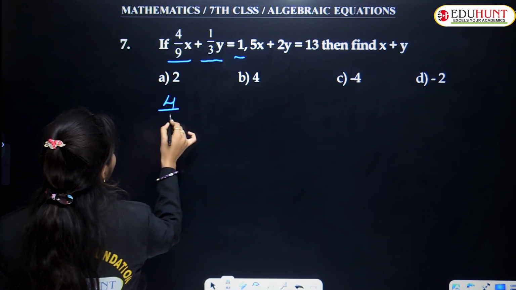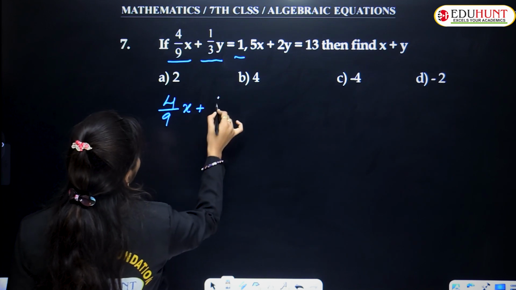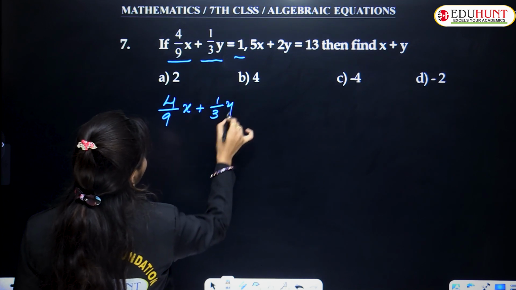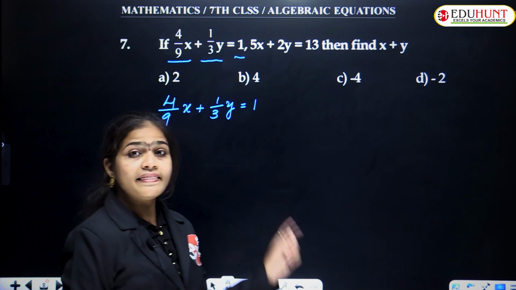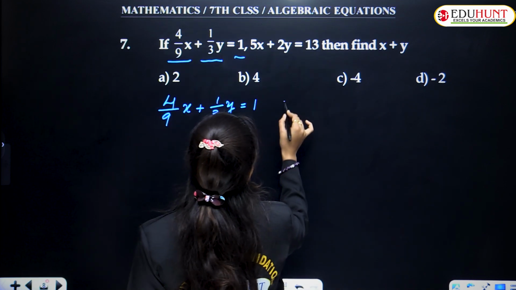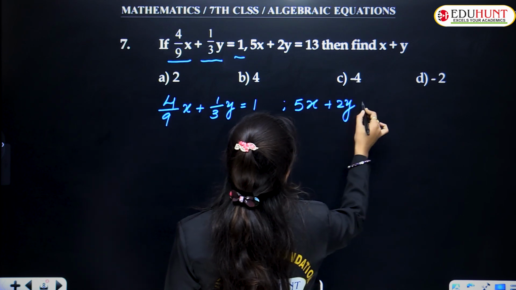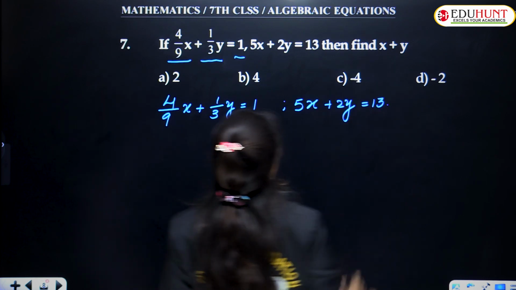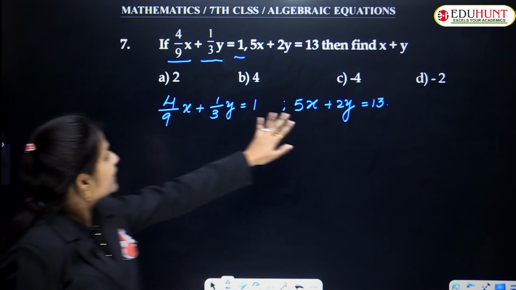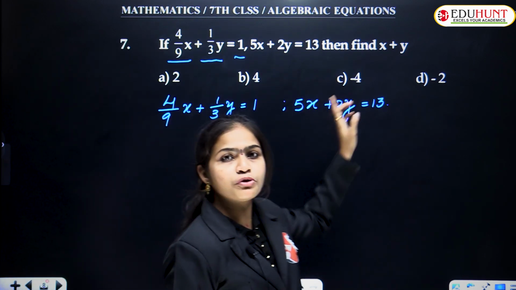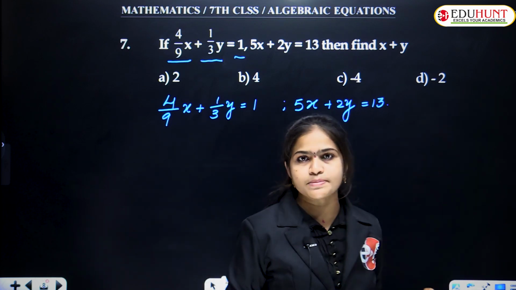What they given here? 4 by 9x, which means here 4x by 9, plus 1 by 3y which is equal to 1. This is equation number 1. And the second equation they given, that is 5x plus 2y which is equal to 13. Okay, so this is the second equation. So by taking these two equations, first we have to find the values of x and y. After that we have to go for x plus y.